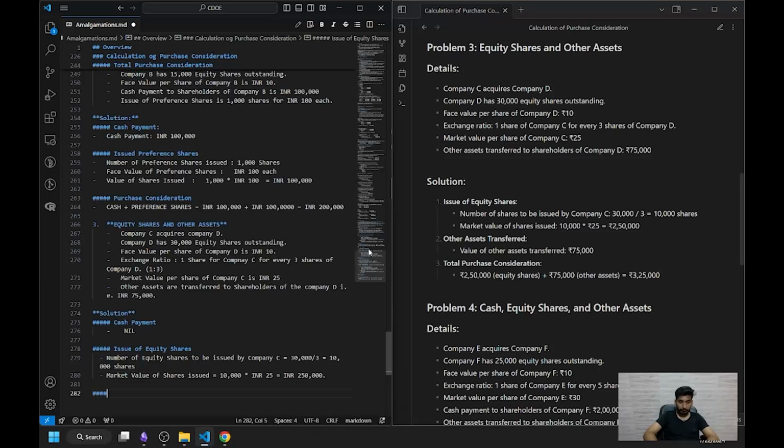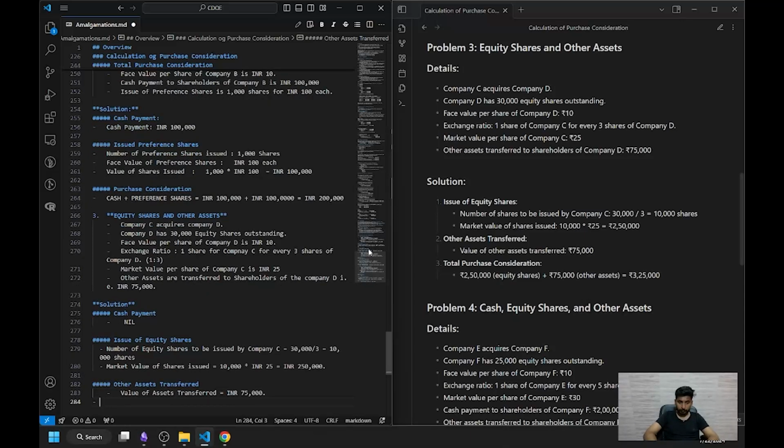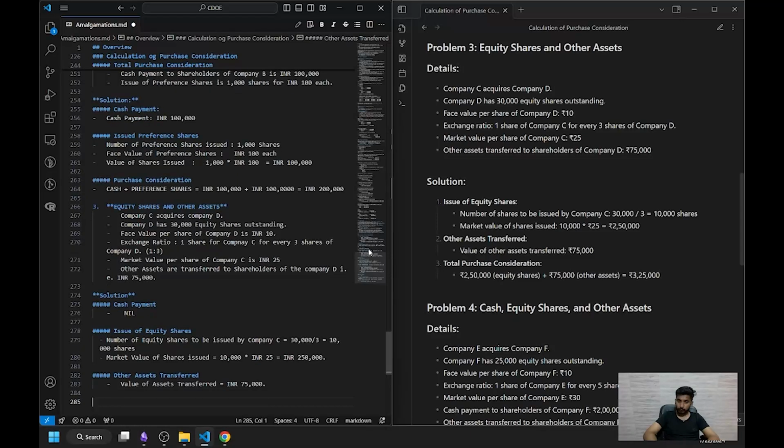Next up, if there are any other assets which has been transferred, yes, the other assets has been transferred. What is the amount? The amount of the other assets which have been transferred is rupees 75,000. Okay.